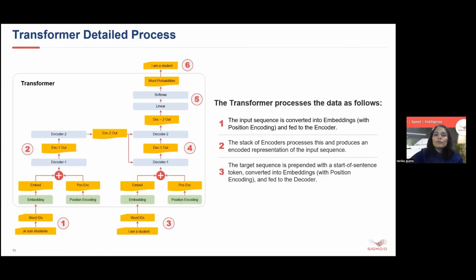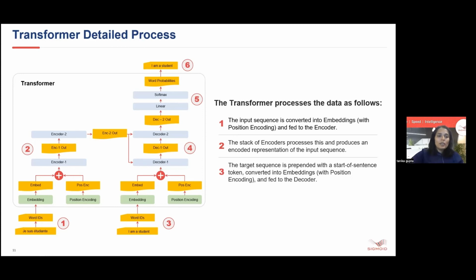The transformers work slightly differently during training and while doing inference. So let's first look at the flow of data during training. Training data consists of two parts. First is your input sequence, which is fed into the encoder, and second is your target sequence, which is fed into the decoder. The transformer's goal is to learn how to output a particular target sequence by using both the input as well as the target sequence.